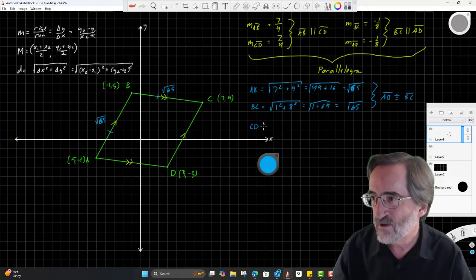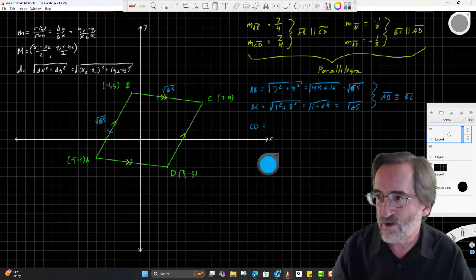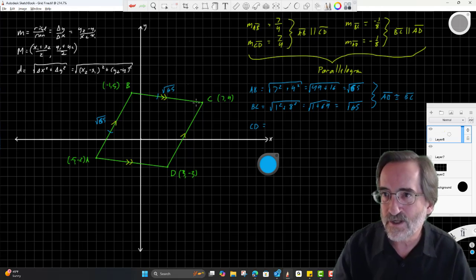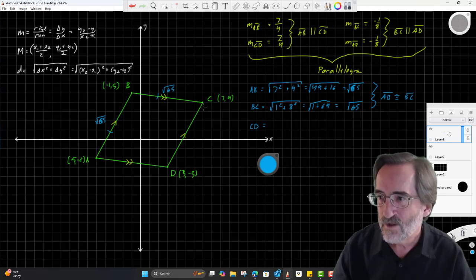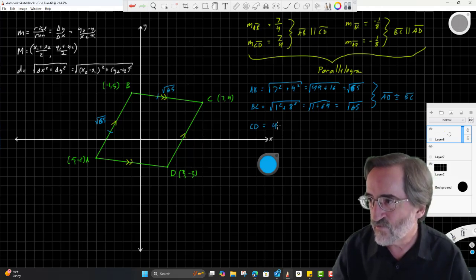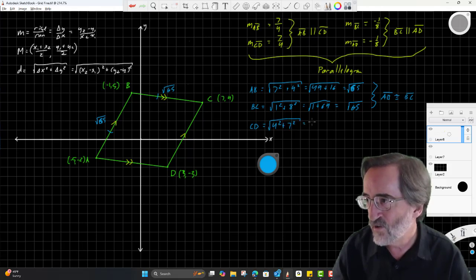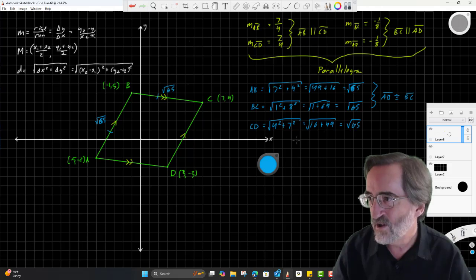CD. Rise over run, or change in y squared plus change in x squared. So CD is 4 and 7, so 4 squared plus 7 squared. We've seen that before. Root 16 plus 49 is root 65.